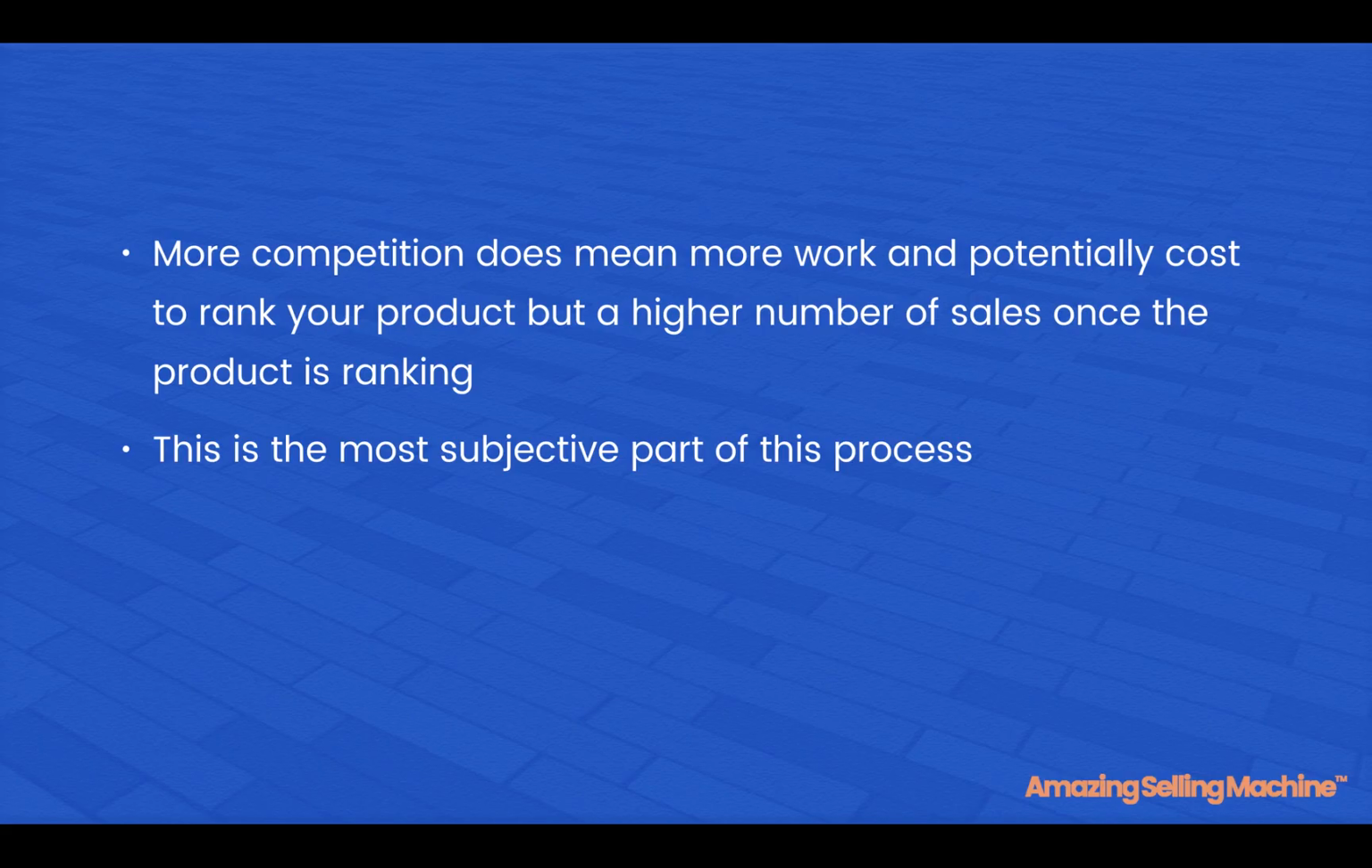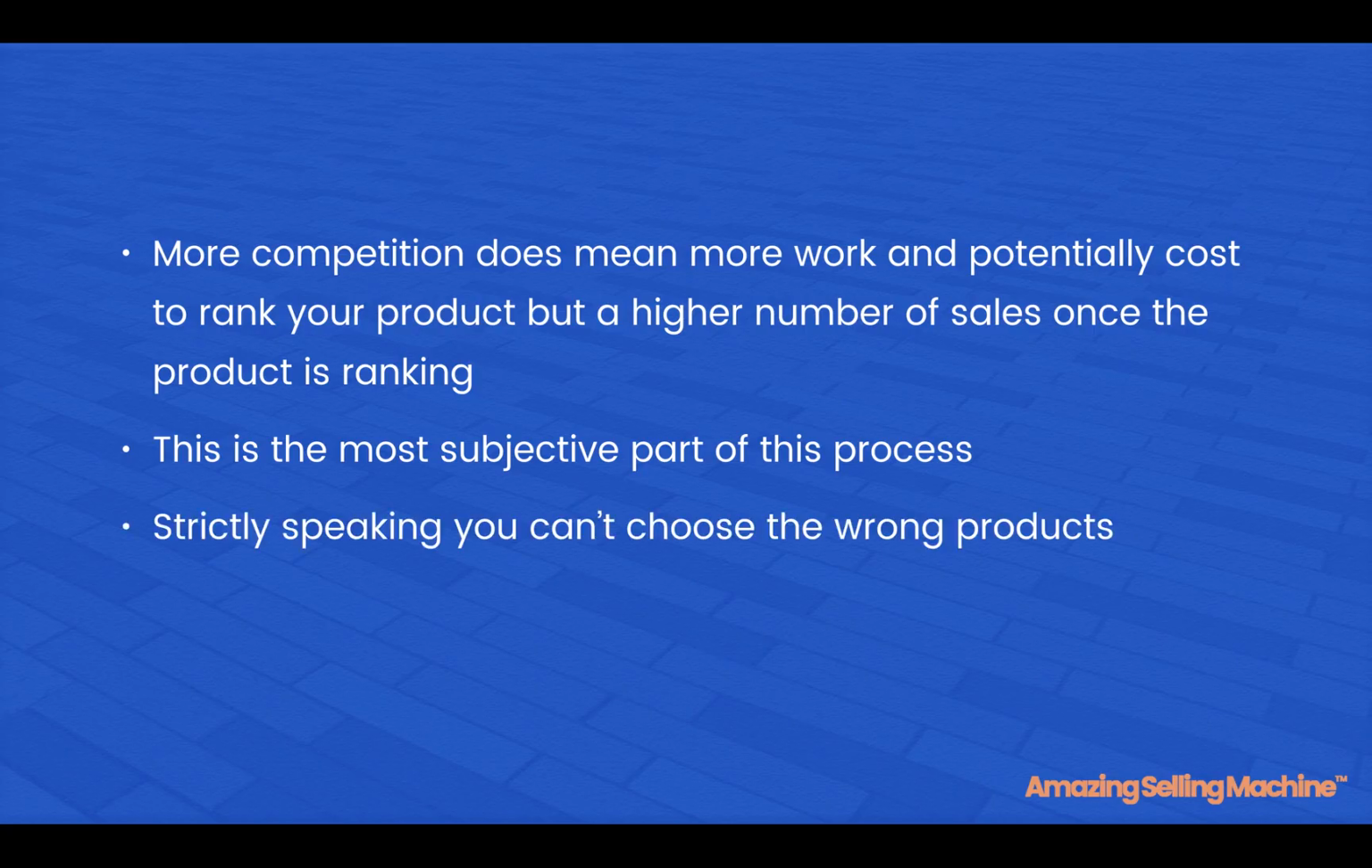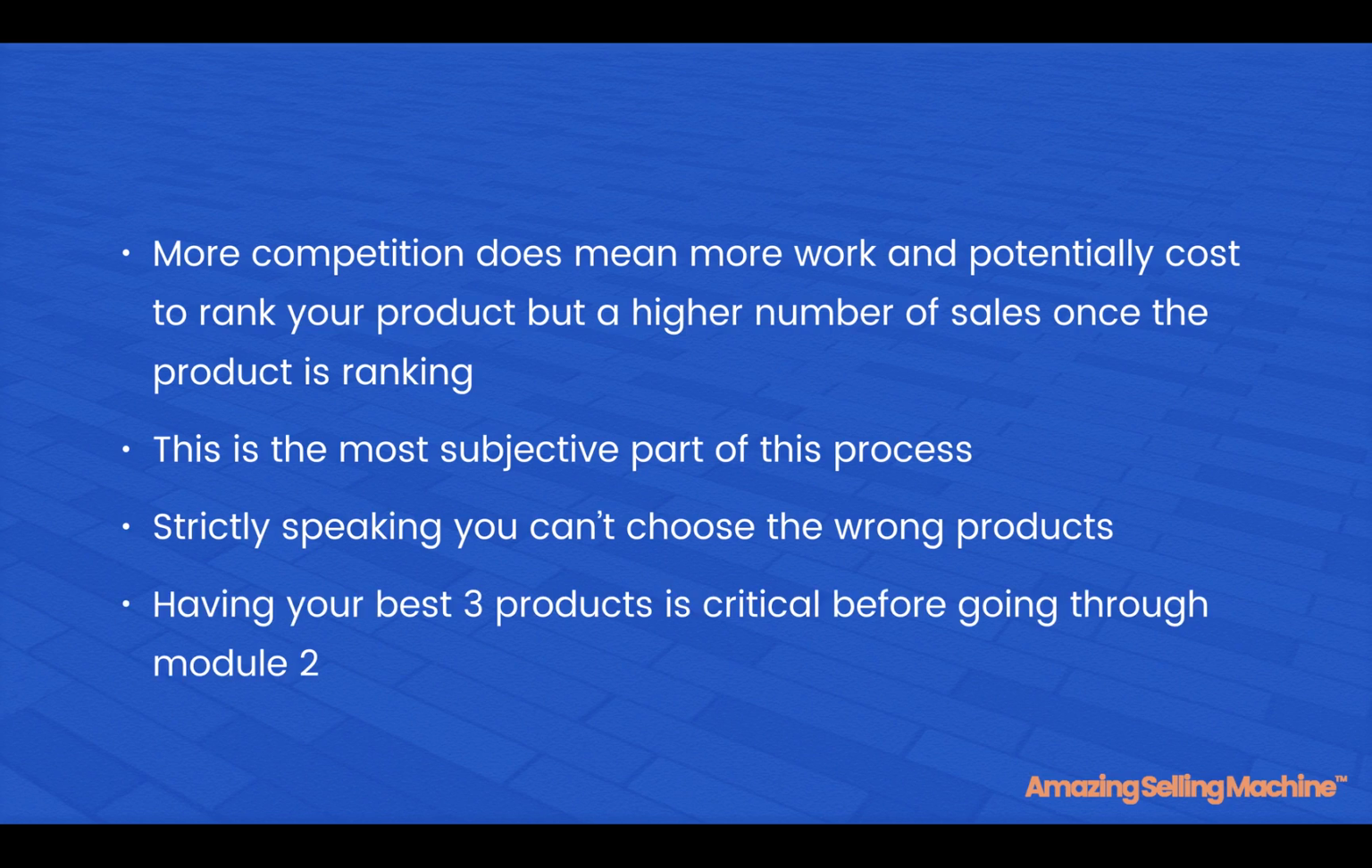It's a decision you have to make, but it's important you don't get hung up on this, because worst case scenario, if a product doesn't make it after you contact suppliers, you just come back and select another one. Strictly speaking, you can't choose the wrong products. However, having your best 3 products is critical before going through Module 2. So let's go take a look how we do this.